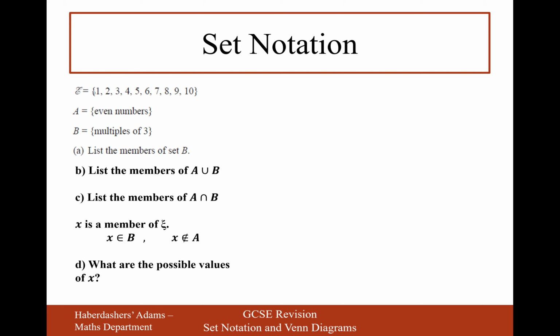Okay, so in this question here, we're only considering the numbers from 1 to 10. A is the even numbers, B are the multiples of 3. List the members of the set B. So that's multiples of 3: 3, 6, 9.